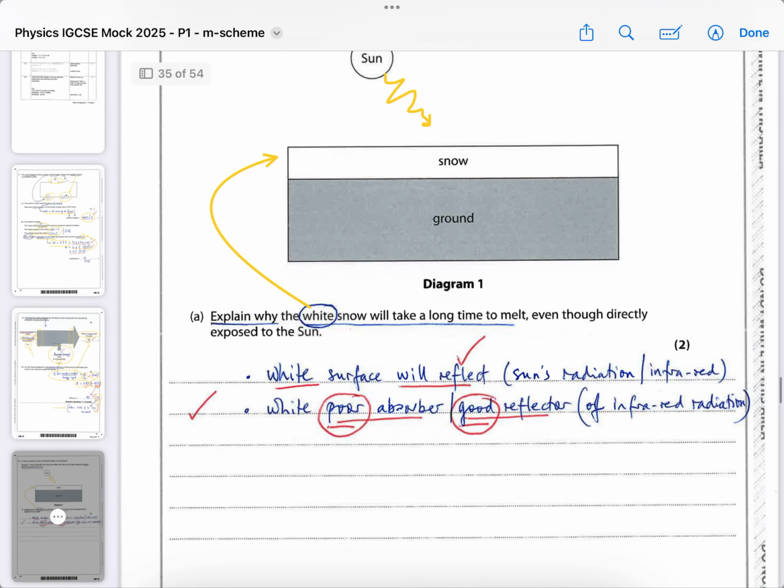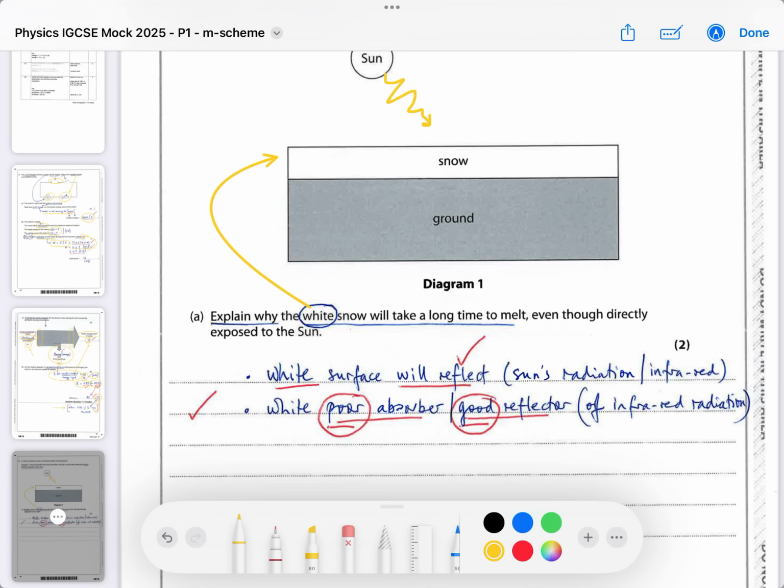So it says a white surface will reflect, so 1 mark for saying reflect, the sun's radiation or infrared. Because white is a poor absorber or good reflector of infrared. So the second bullet point is additional detail. 1 mark for realizing it's about radiation and reflection, and 1 mark for giving additional detail to show that you know enough about it. Okay?